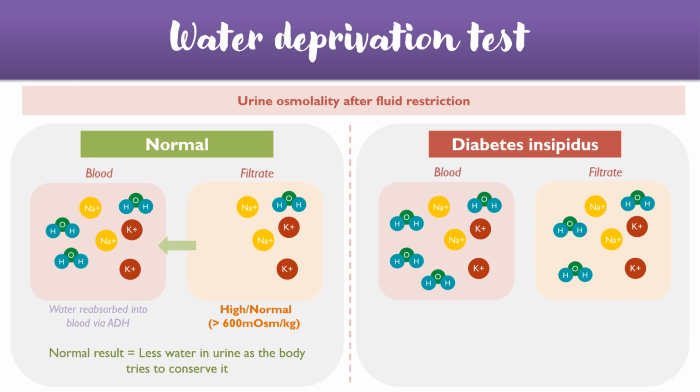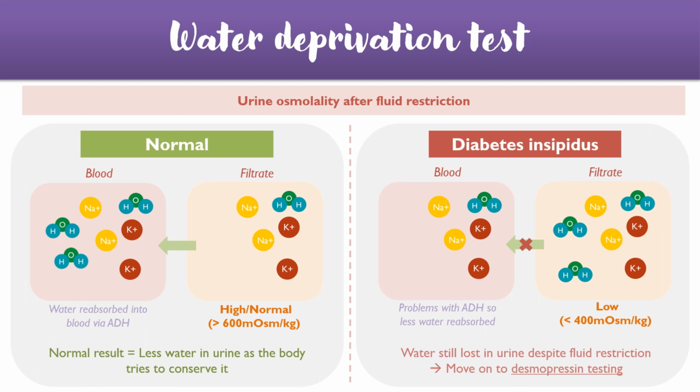Comparing this with diabetes insipidus, again, the levels of water should decrease after water deprivation, but in this case, water is not reabsorbed back into the blood from the filtrate due to problems with ADH, and the urine osmolality therefore remains low at less than 400 milliosmoles per kilogram. Based on this, if a patient has a low urine osmolality after water deprivation, we can confirm a diagnosis of diabetes insipidus, and we should move on to desmopressin testing to find the cause behind it.